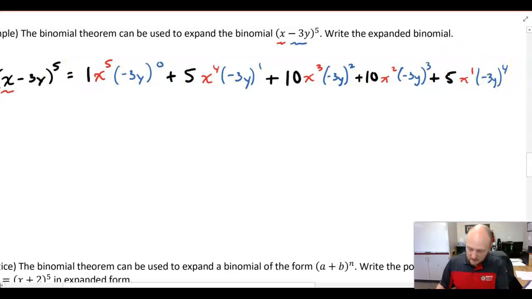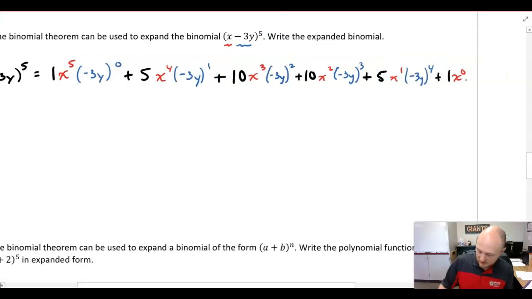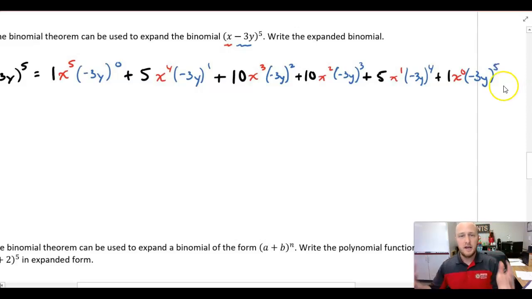Okay, and then the last one, I have plus 1. Again, this is going to be x to the power of 0. Kind of trivial writing that. It's going to go away. Times negative 3y to the power of 5. And there's your expansion. Okay? So, now comes the fun part. We're going to go ahead and multiply all of this out.